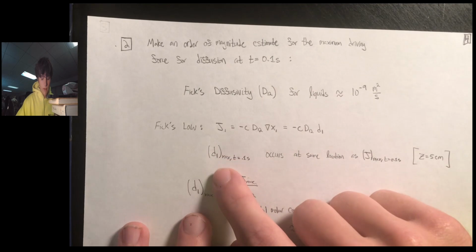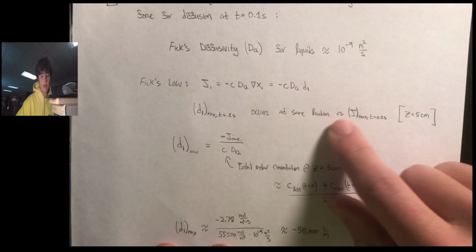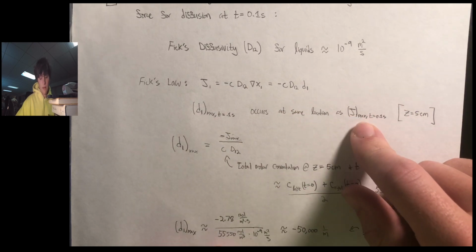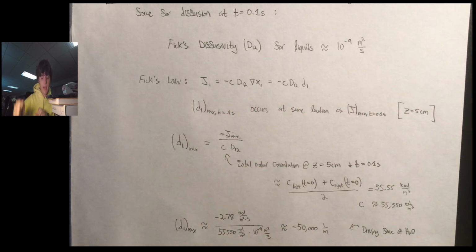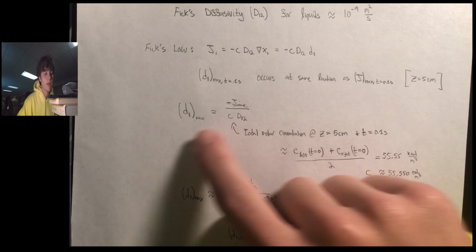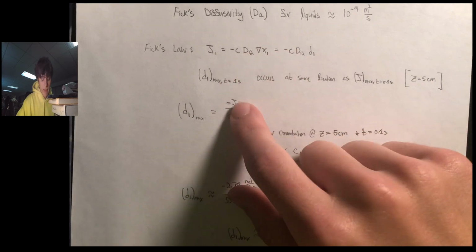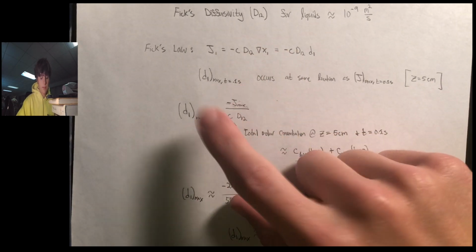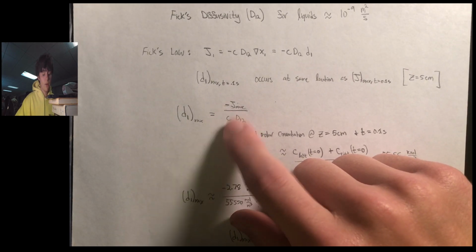So where does the maximum driving force occur? Well, that occurs at the same location as the maximum molar diffusion flux. And because this is just the opposite of what we said before, that the maximum molar diffusion flux occurs at the location of the maximum gradient, we're just flipping that saying around. So that occurs at 5 centimeters. So we have this relation here, that the maximum driving force is equal to negative the maximum molar diffusion flux divided by the Fick diffusivity, which we're estimating, and the total molar concentration.